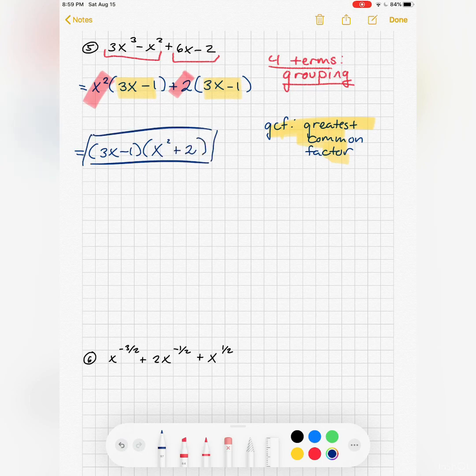Okay, now you can check that. Look, if I was to take this and distribute it, I'd have an x squared times a 3x minus 1, and then a plus 2 times a 3x minus 1. Isn't that what I had here? So indeed, that's the correct factorization.